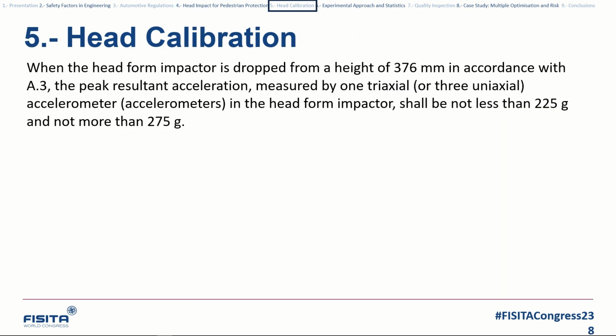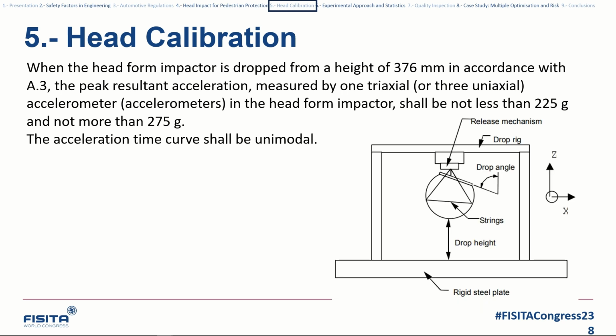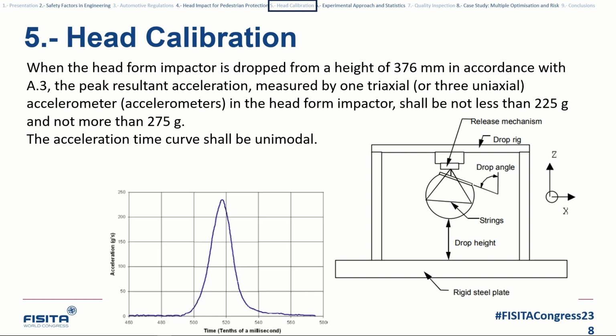What about the head calibration itself? We have to calibrate the head by dropping it from a height of 376 millimeters, and we have to look at the peak acceleration, which should be between 225 and 275 g. This is the drop test for the calibration. The acceleration should be unimodal, something like that. Okay, this is fine, it's between 225 and 275. Please note that this is plus or minus 10%. And there is a large scatter even in the calibration of the head. So what is the influence on the head injury criterion? Here we have a reason for having scatter in our head injury criterion values.